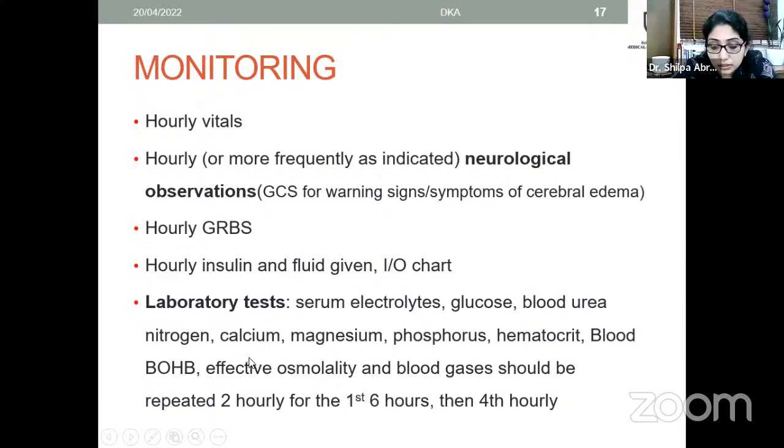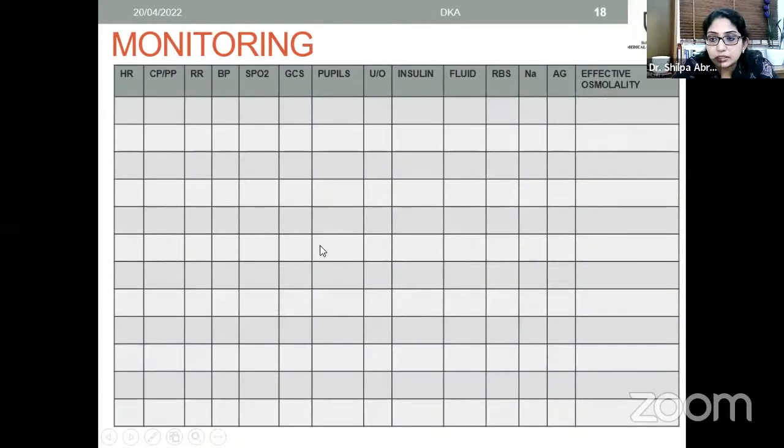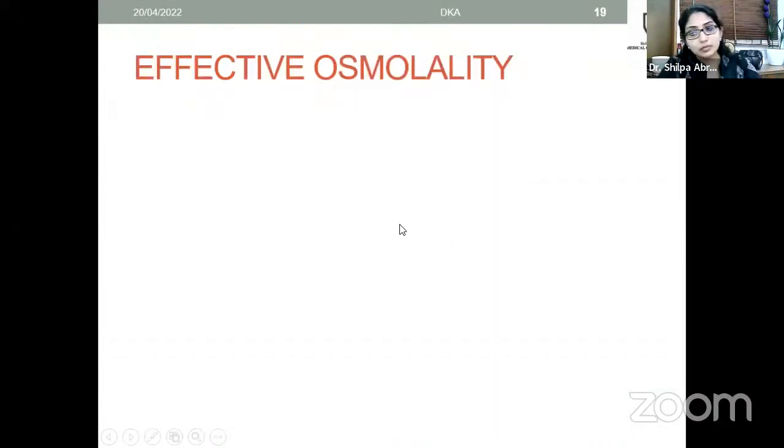The blood gas and electrolytes are usually done 2 hourly for the first 6 hours, and then you do it 4 hourly. So this is our monitoring chart, which has all the clinical parameters plus the fluid, insulin, plus the RBS, sodium, anion gap, and the effective osmolality. So why have we included this effective osmolality in this monitoring chart? Okay, so let's talk about effective osmolality.